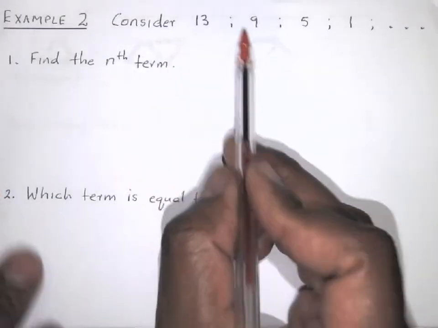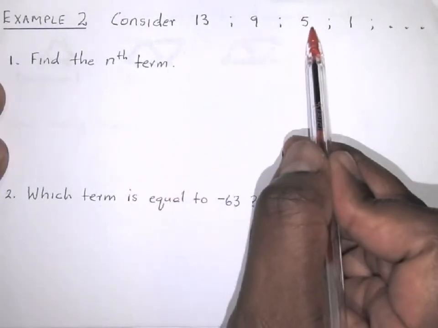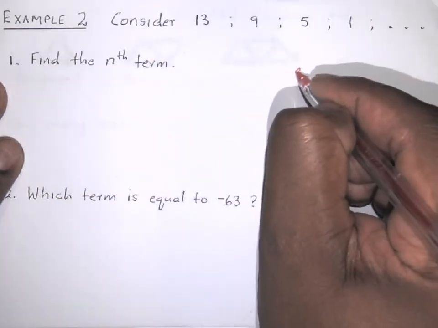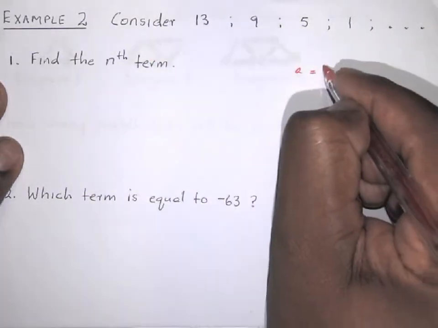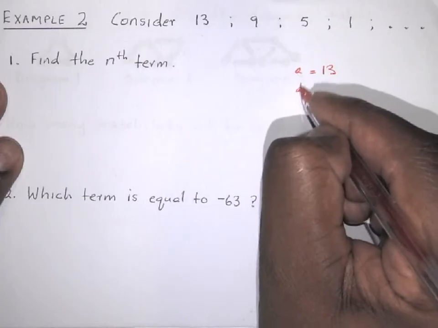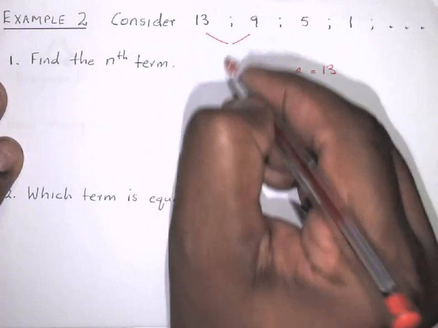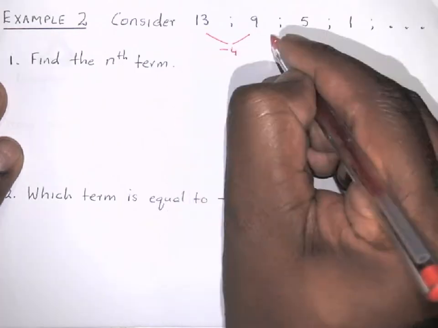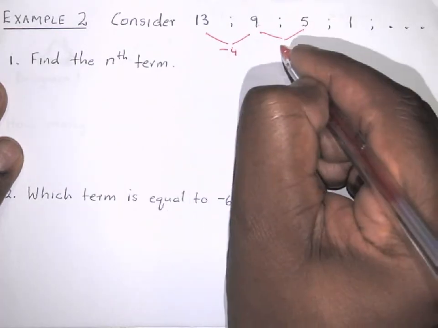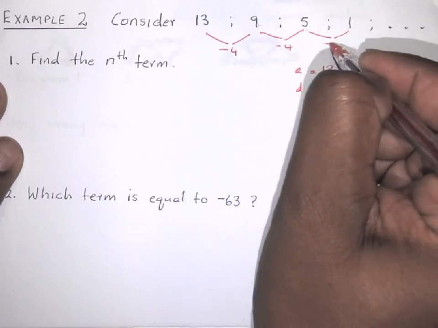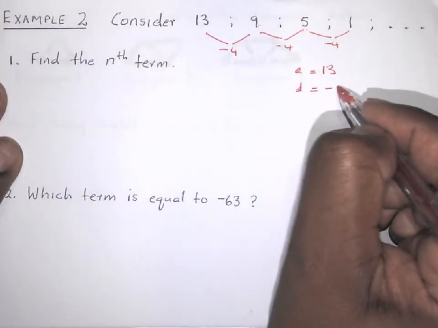Another example will be, consider this one: 13, 9, 5, 1. So in this case we know what A is. Our A value is 13. All right, so we need the common difference. When you subtract this, what do you get? You get minus 4. And that minus that, we get minus 4. And that minus that, we get minus 4. So our difference is minus 4.